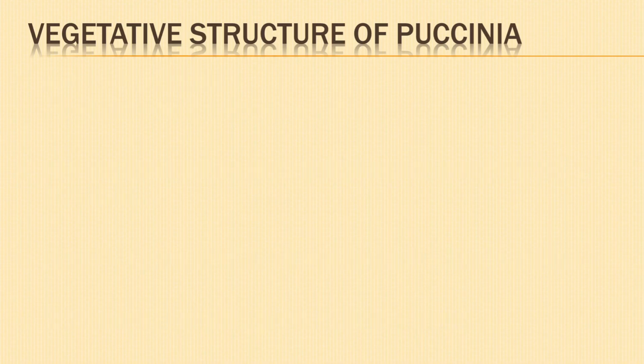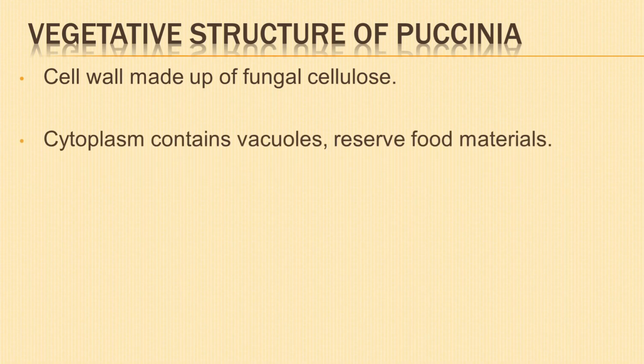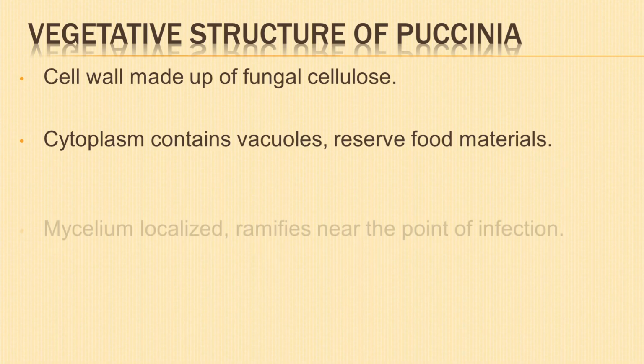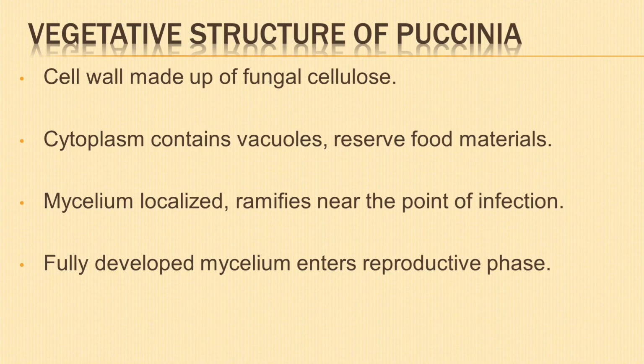Cell wall is made up of fungal cellulose. Cytoplasm shows the presence of vacuoles and reserve food materials in the form of oil globules and glycogen bodies. The mycelium is localized. It grows and ramifies near the point of infection. The fully developed mycelium enters the reproductive phase.